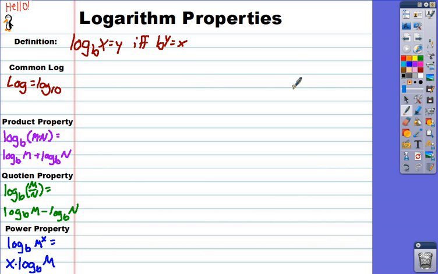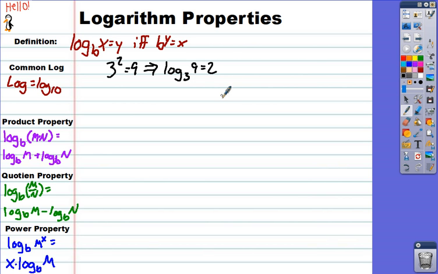Let's take a look at something like 3 squared equals 9. Let's write that as a logarithm. Using the definition of logarithm, we would say log base 3 of 9 equals 2. That's just rewriting an exponential as a logarithm. We can do the same thing in the other direction.